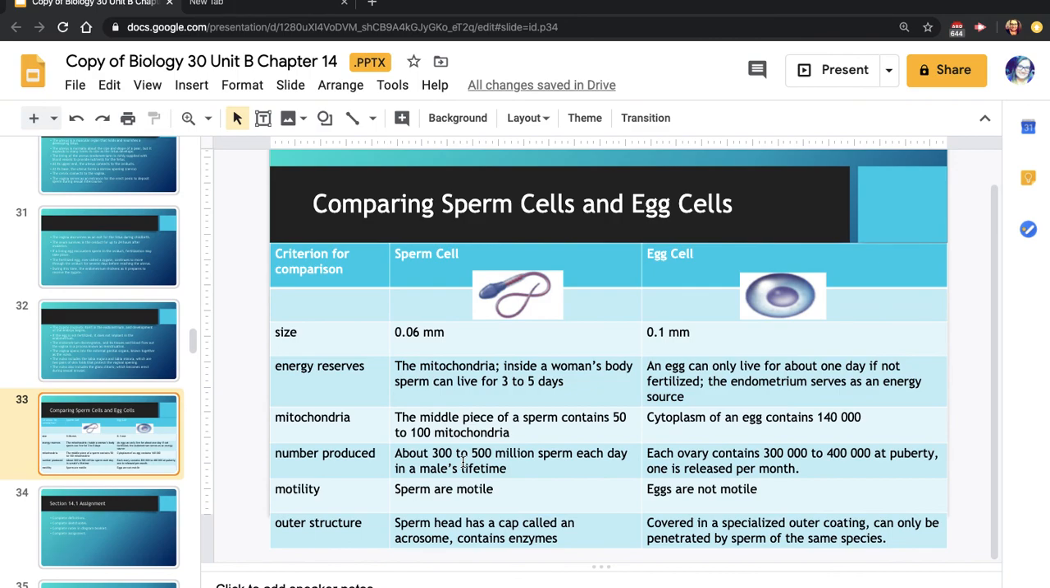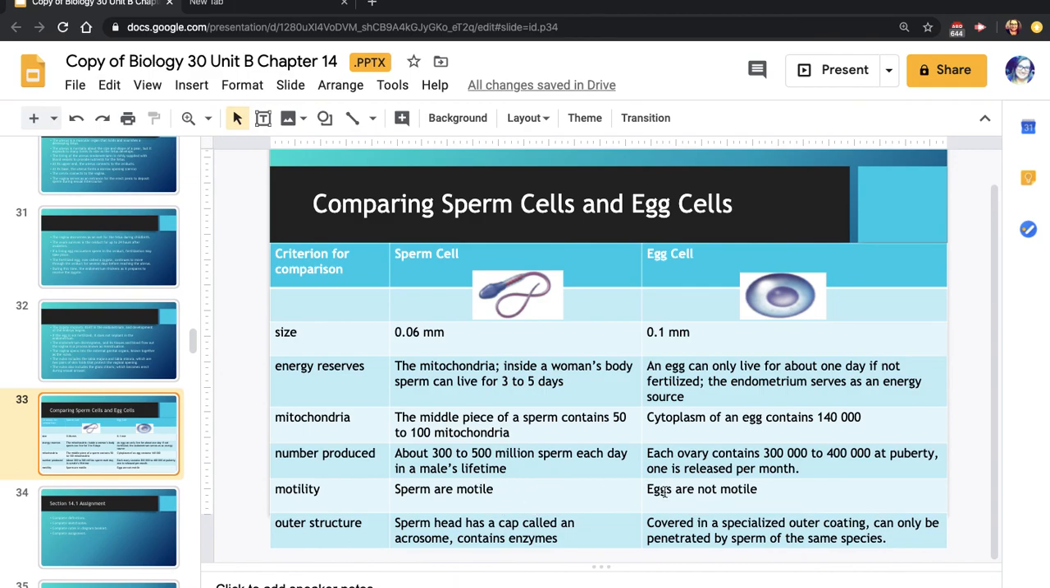In a lifetime, a male can produce 300 to 500 million sperm each day. So that's a lot of sperm each day in a male's lifetime. Notice that a male can produce sperm forever, so males are always able to reproduce. Each ovary contains 300 to 400,000 eggs at puberty, and one is released each month. So at puberty, that's when you've got all the eggs that you have for your lifetime, basically, and each month one will be matured and released.